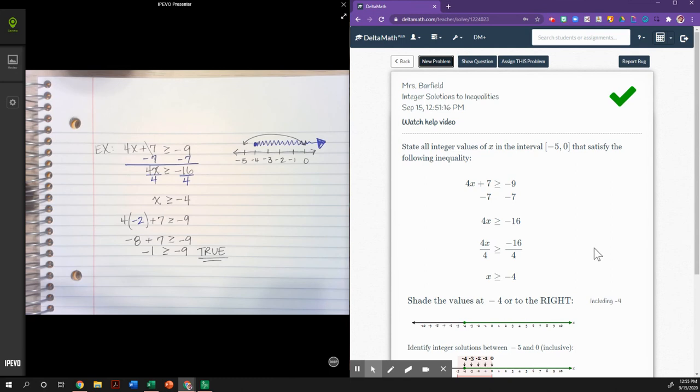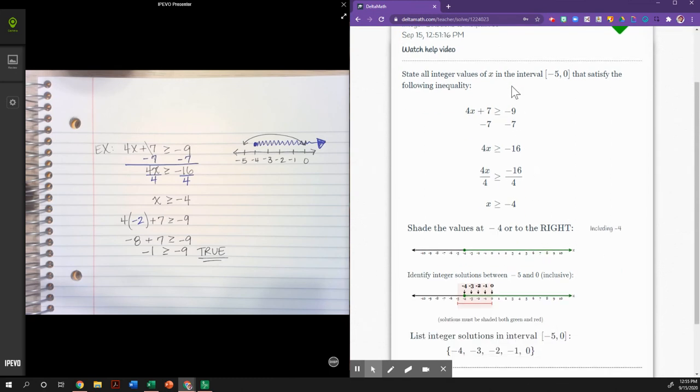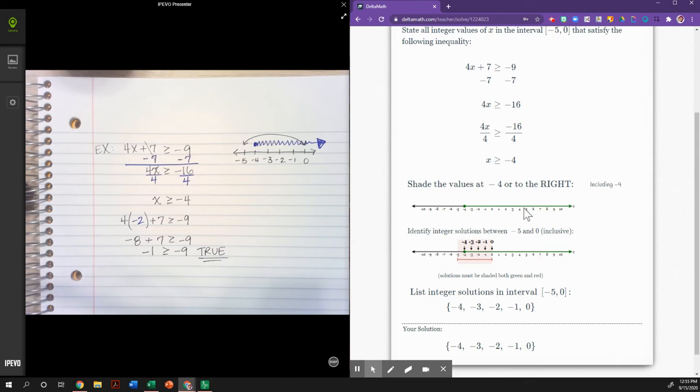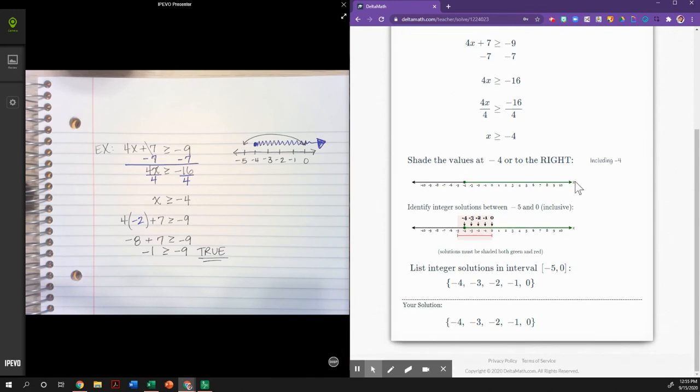Yes, and there it is. So you can see the same thing. We've solved it. You can see he shaded all the values to the right, but we were only looking at between -5 and 0.